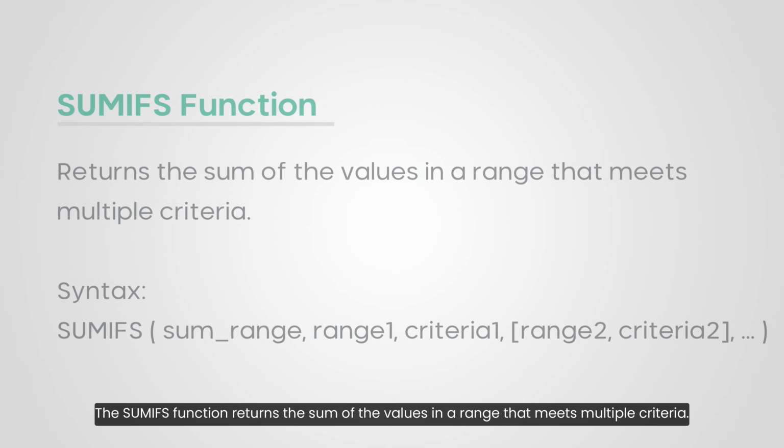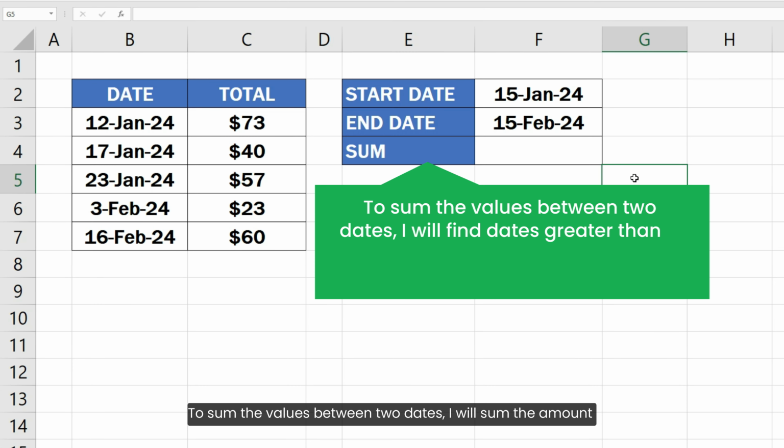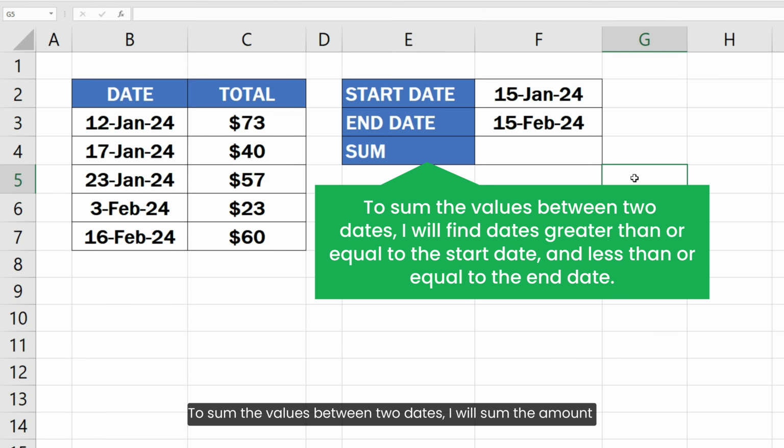The SUMIFS function returns the sum of the values in a range that meets multiple criteria. We can specify more than one pair of range and criteria using this function. To sum the values between two dates, I will sum the amount having the transaction date that is greater than or equal to the specified start date and less than or equal to the specified end date.